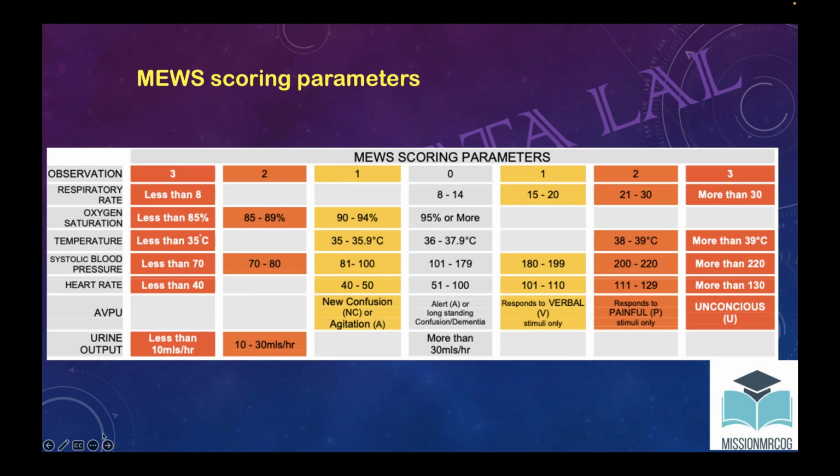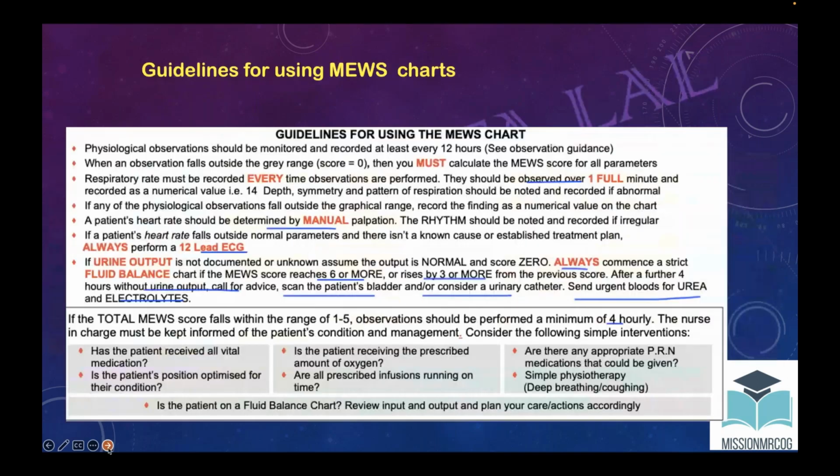Then these are the guidelines for filling the MEOWS chart. It shows when the 0 score will be there, when the 1 score, the 2 score, and the 3 score will be there. This is not too much required for you because you need not fill it, so I'll be skipping this part. Now this part is important, that is the MEOWS escalation plan.